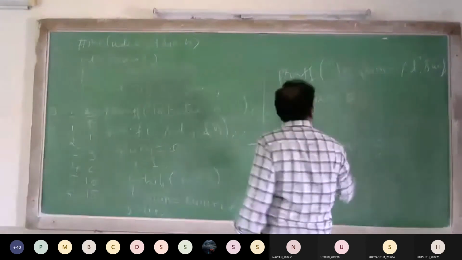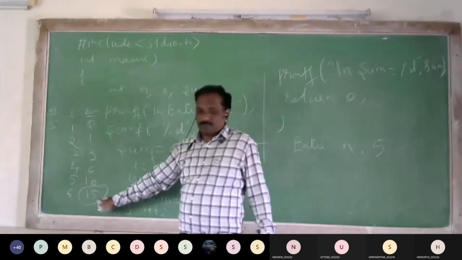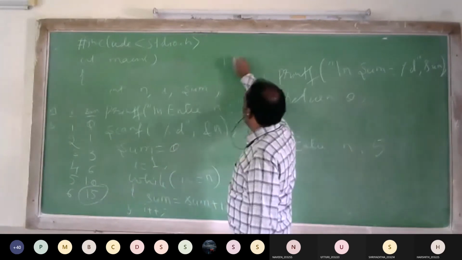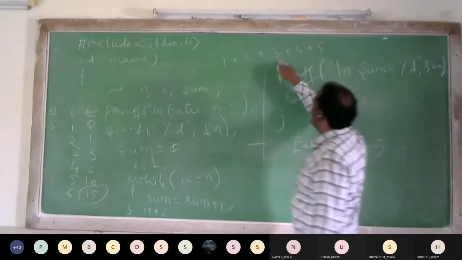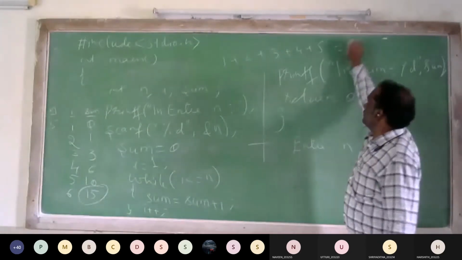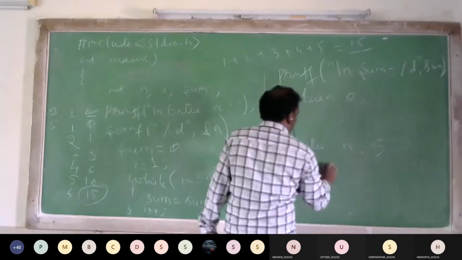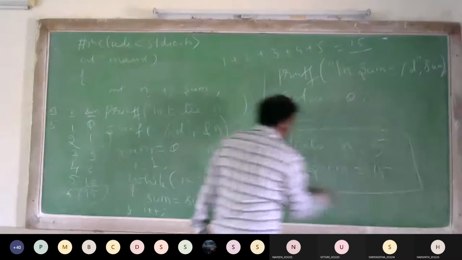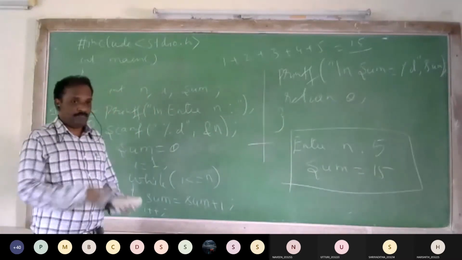Come outside. What are you printing? Sum is equal to sum. The recent value of sum is 15. So what is 1 plus 2 plus 3 plus 4 plus 5? 3 plus 3, 6, 6 plus 4, 10, 10 plus 5 is 15. So that is the output we will get. Here the output will be sum is equal to 15.